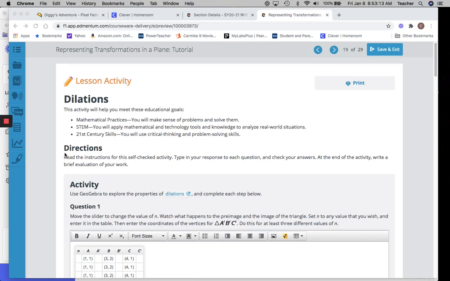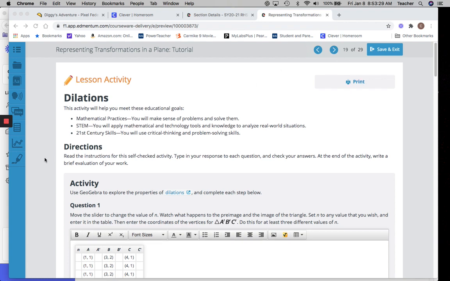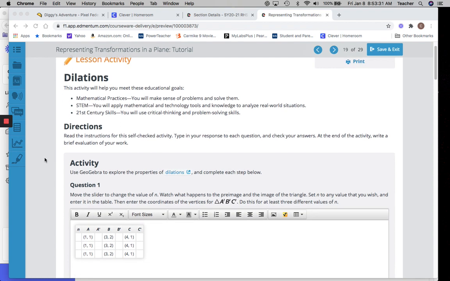All right, you guys. Looks like this might be interesting. We're looking at representing transformations in a plane. This is dilations. The thing about a dilation is that it increases or decreases in size. I'm on slide 19, or page 19. So we're going to make something get bigger or smaller, an enlargement or a shrink. So let's see what's going on.